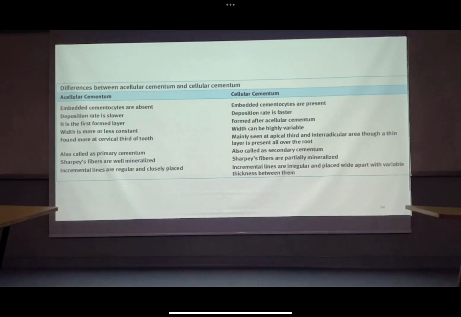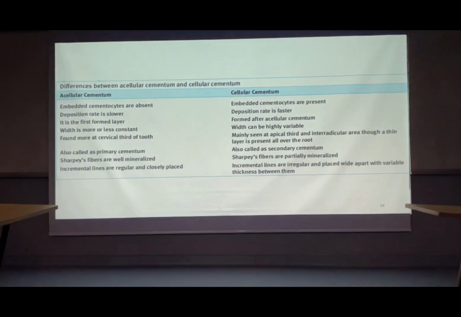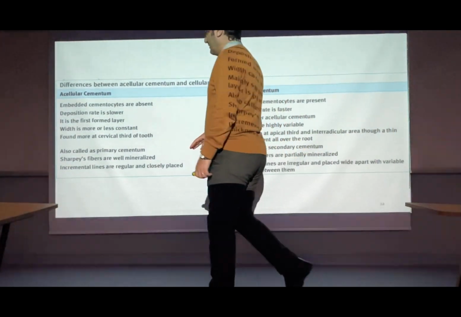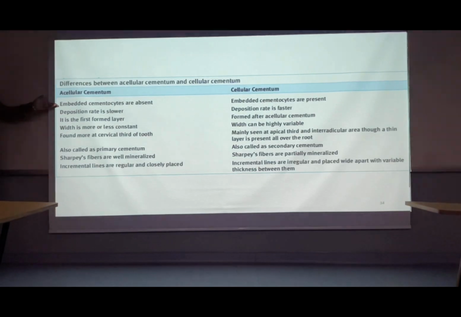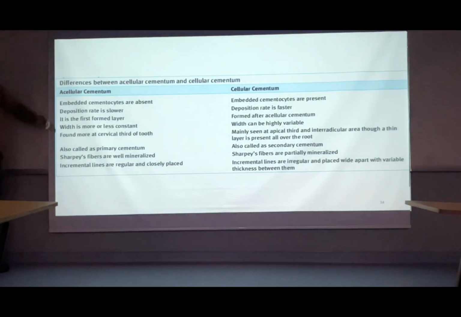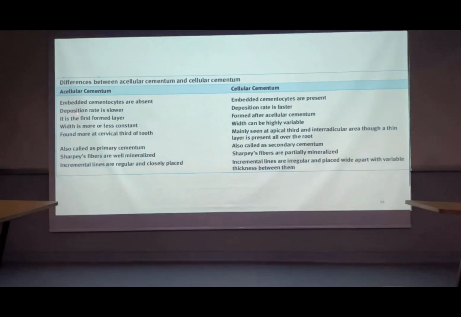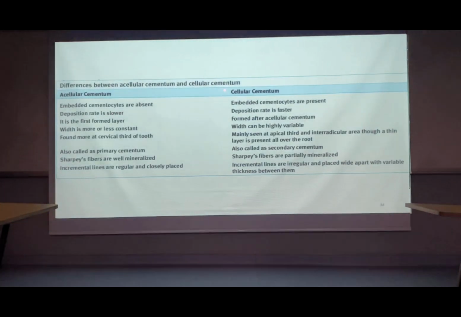The differences between acellular and cellular cementum are very, very important. Okay. In acellular cementum, as you know, we don't have embedded cementocytes. But in cellular cementum, we have cementocytes. In acellular cementum, we have slower deposition. But in cellular cementum, we have a higher deposition rate because of the presence of cells.